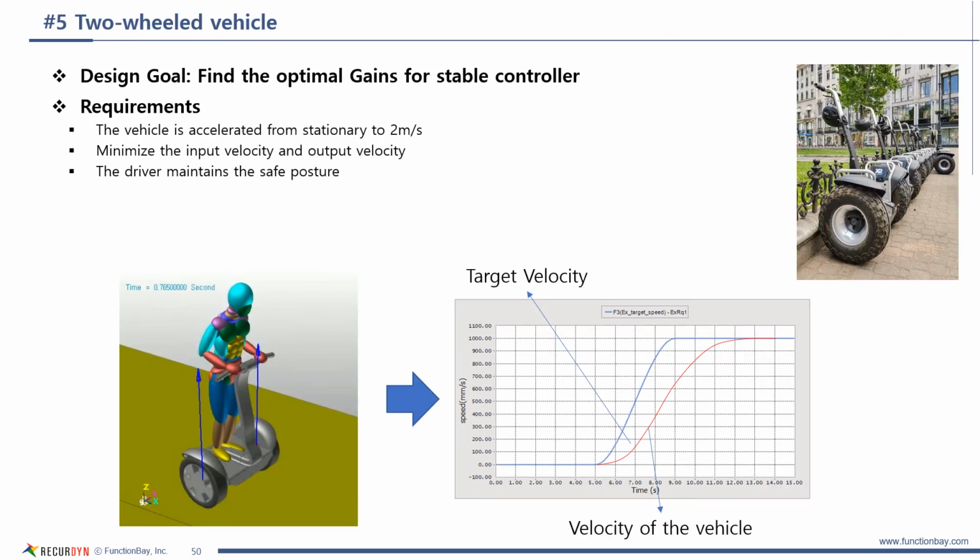The fifth model is a control model. In fact, one of the most frequent use cases of optimization is optimizing the gain value of the controller. In this model, there is a target velocity profile, and we will find the optimal gain to minimize the difference between the target velocity and the actual velocity of the vehicle.